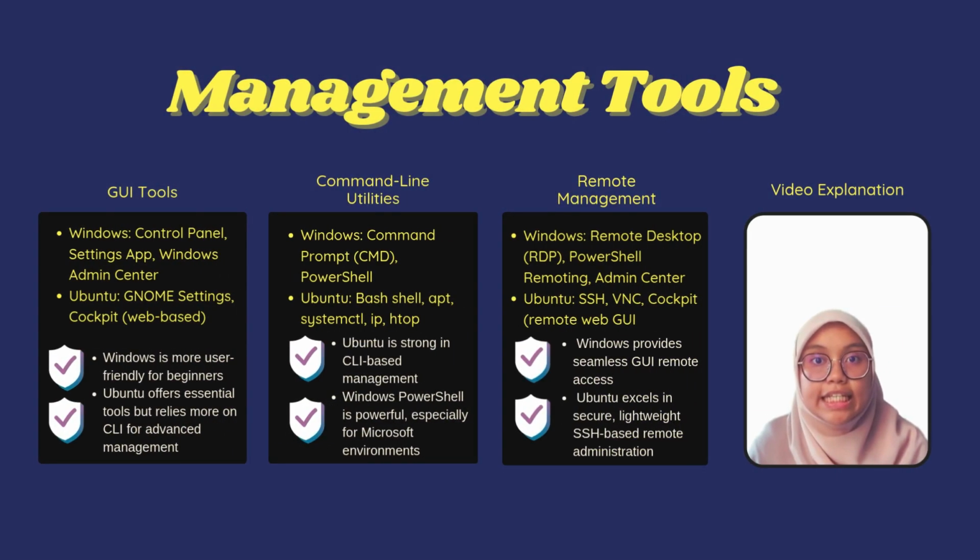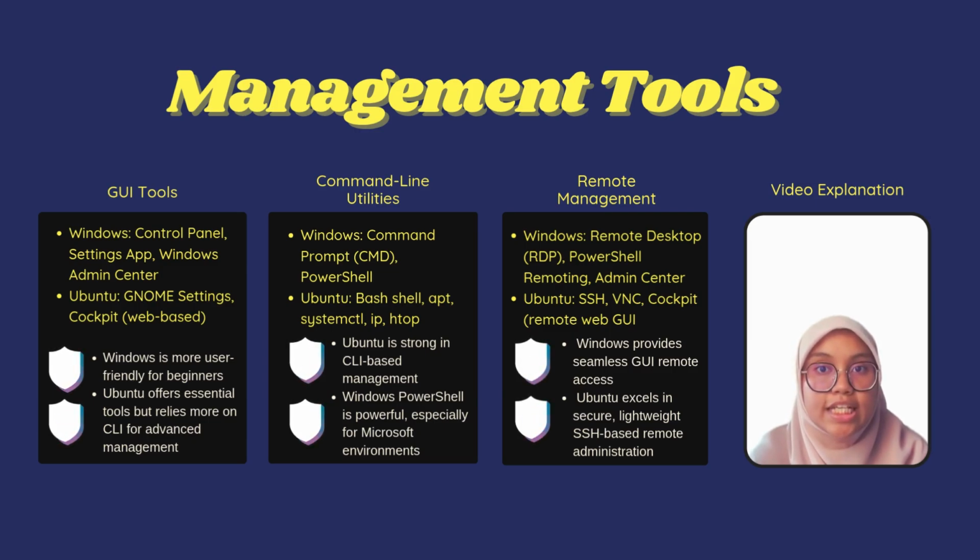Next, I'll be presenting a comparison of administration and management tools between Windows and Ubuntu operating systems. Starting with GUI tools, Windows offers a more user-friendly experience through Control Panel, Settings, and Windows Admin Center. Ubuntu, on the other hand, provides basic graphical tools like GNOME Settings and Cockpit, but still relies heavily on the command line for advanced management. In terms of command line utilities, Ubuntu leads with Bash and native tools like apt, systemctl, and htop, while Windows uses PowerShell, which is powerful, especially in enterprise environments.